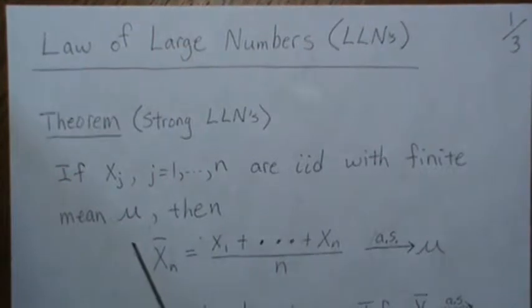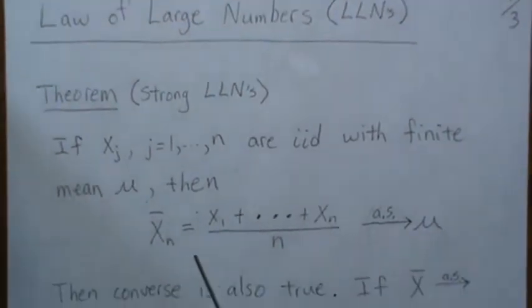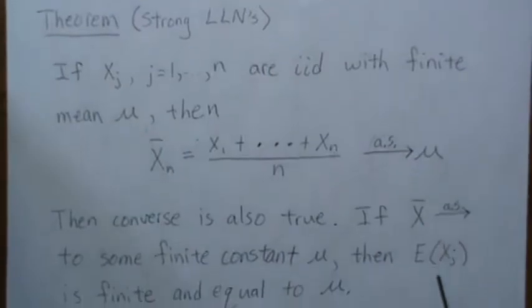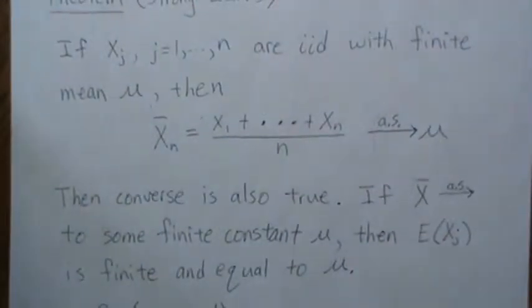The strong law says that if we have random variables X_j that are IID and have a finite mean mu, then the sample mean converges almost surely to mu, which is the population mean. It should be noted also that the converse is true: if X bar converges almost surely to some finite constant called mu, then the population mean is also finite and equal to mu.